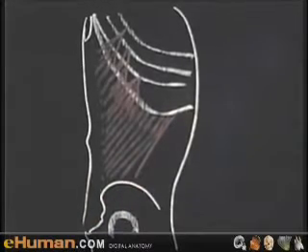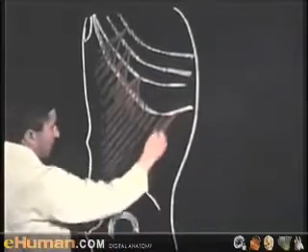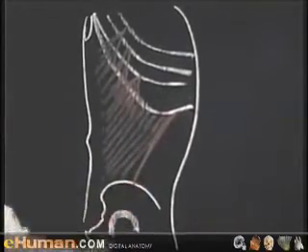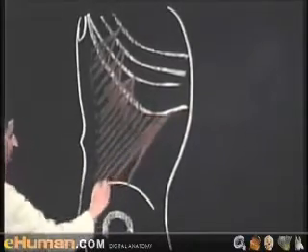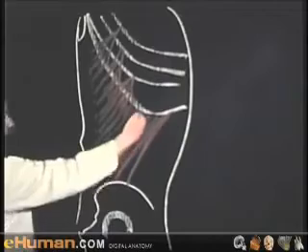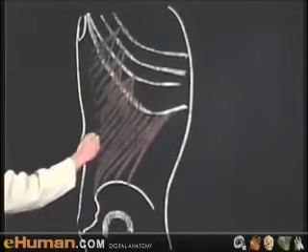Now, how is this muscle inserted? The lowest fibers are inserted into the outer lip of the iliac crest, coming down in this way, as far as the anterior superior iliac spine. From there onwards, the fibers give way to an aponeurosis.